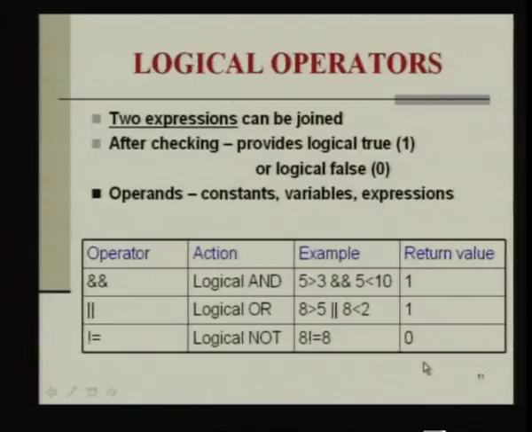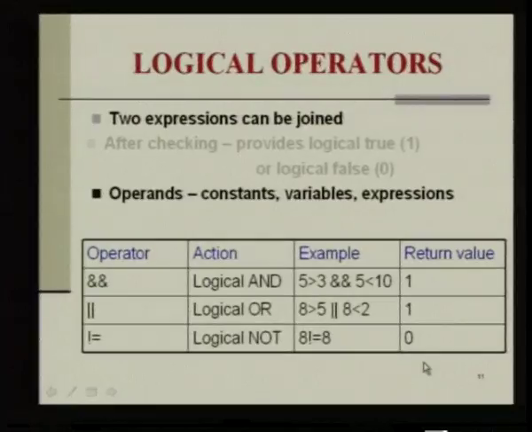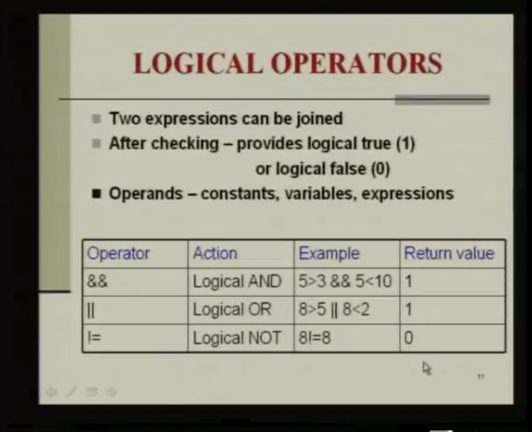Next, we move over to logical operators. Logical operators are used to join two expressions. So far we have been seeing whether one operand is less than the other or not. Now, if we have two sets of cases and we want to know whether both have returned true, or at least one case is true, we go in for this logical operation. After checking, it provides a logical true, that is 1, or logical false, that is 0. This is applicable to constants, variables as well as expressions.